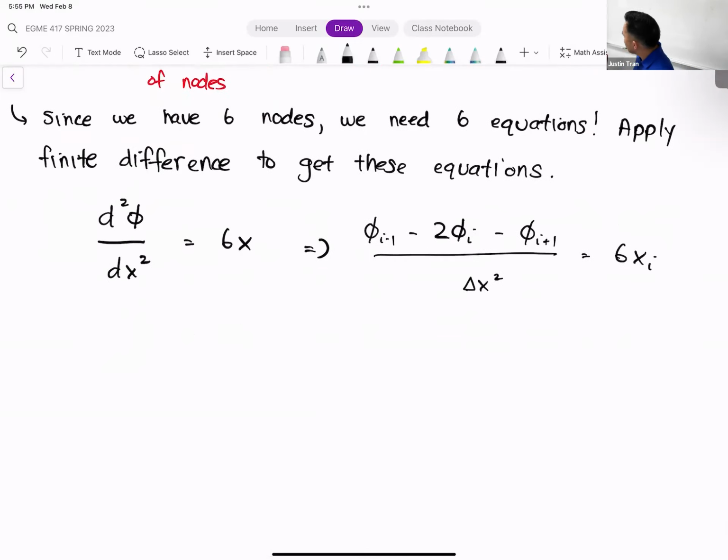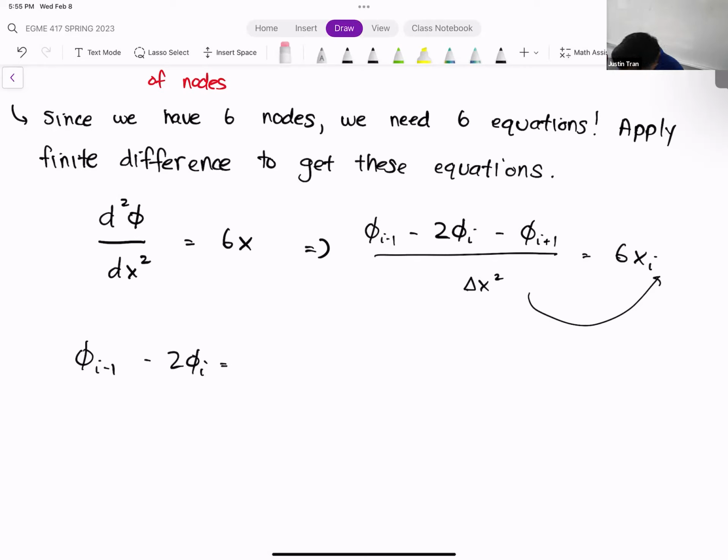I'm going to simplify this a little bit, because the fractions are hard to rewrite over and over again, and we are going to write this equation a lot. So I'm going to take this delta x squared and multiply it on both sides. We end up with the following: phi i minus 1 minus 2 phi i plus phi i plus 1 is equal to 6 x_i delta x squared. Sorry, there should be a plus right there.